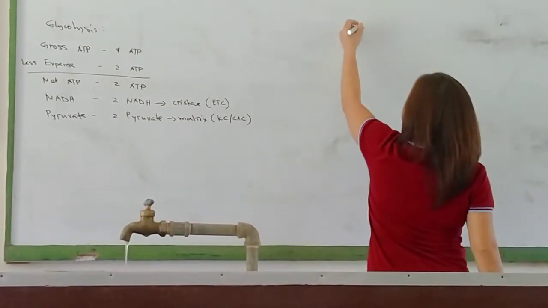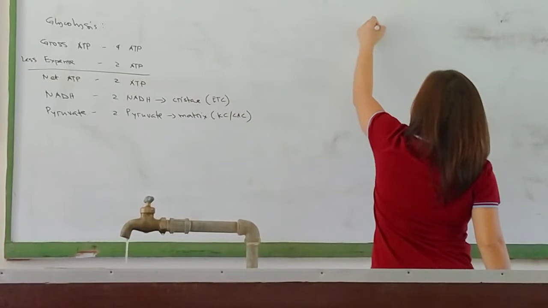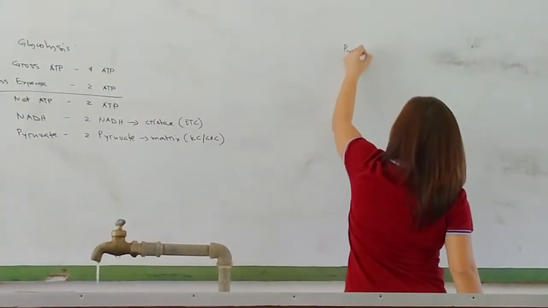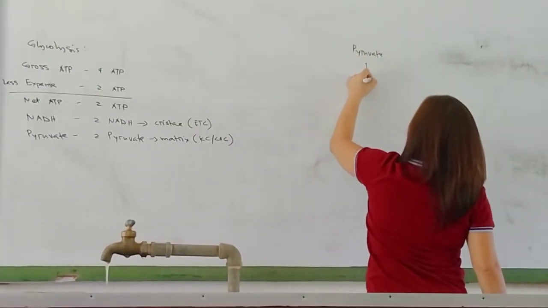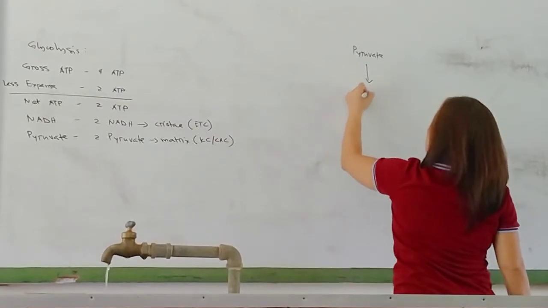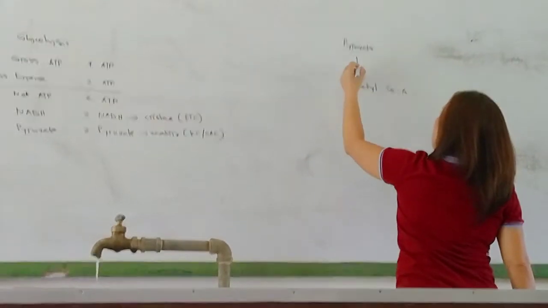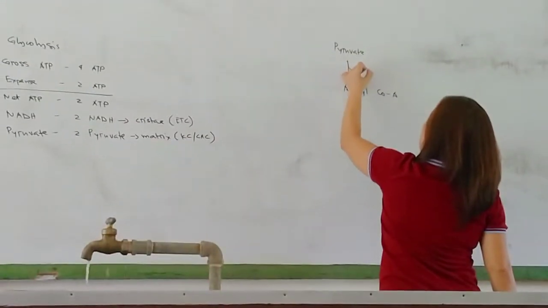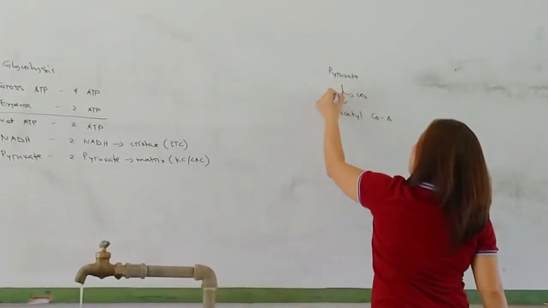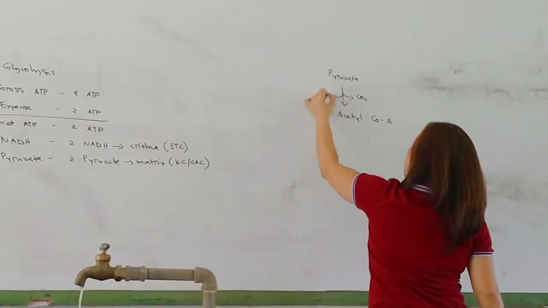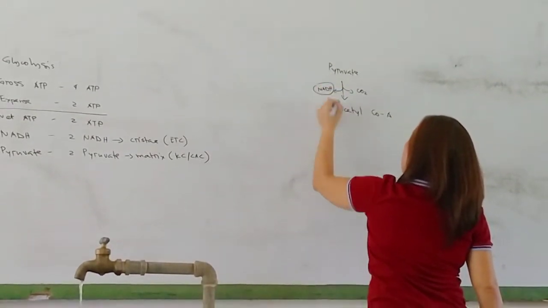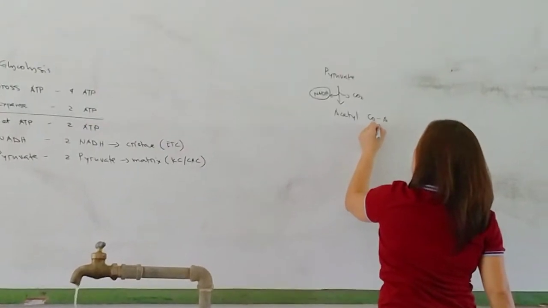Now, we have here pyruvate. So you have acetyl-CoA and there is CO2 and there is NADH.